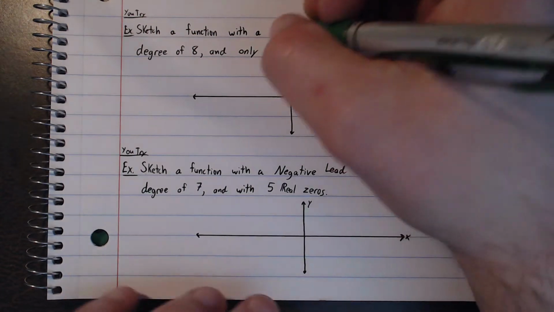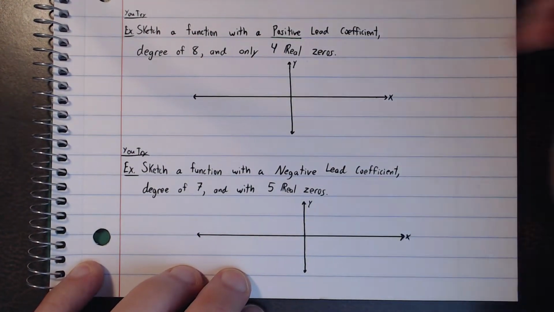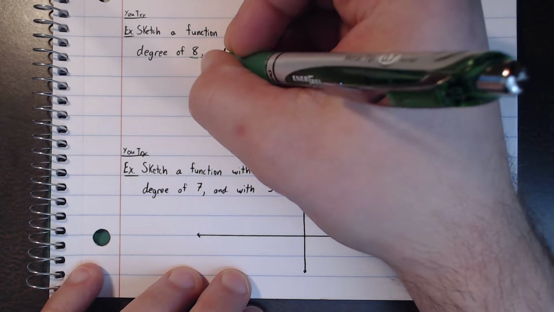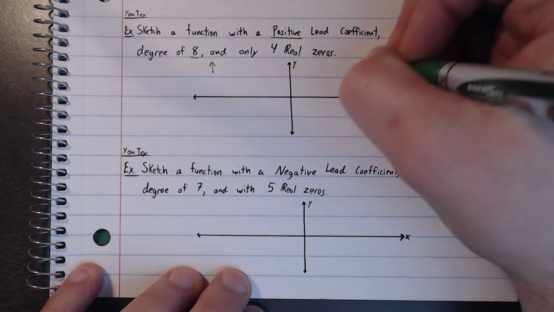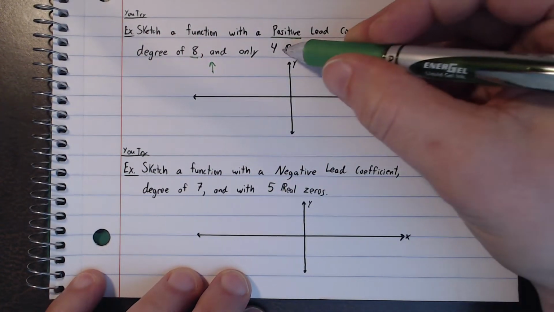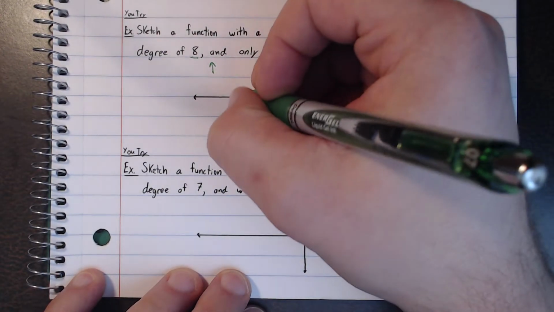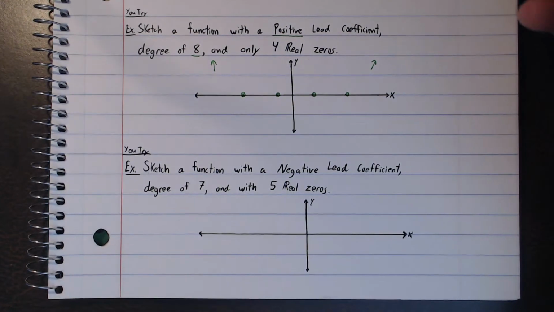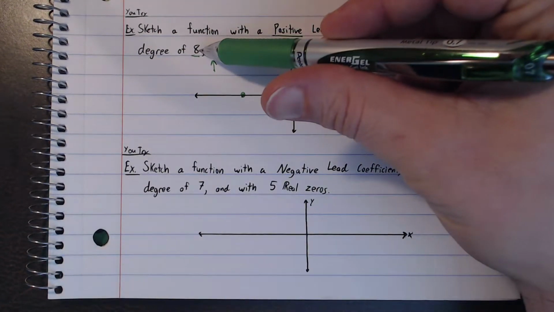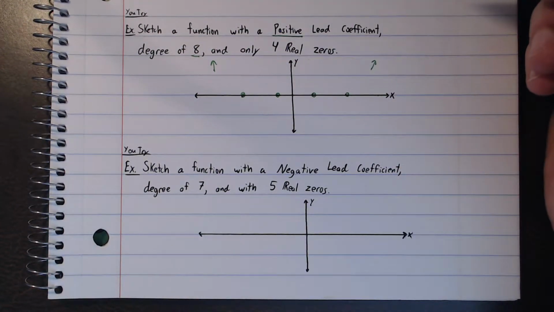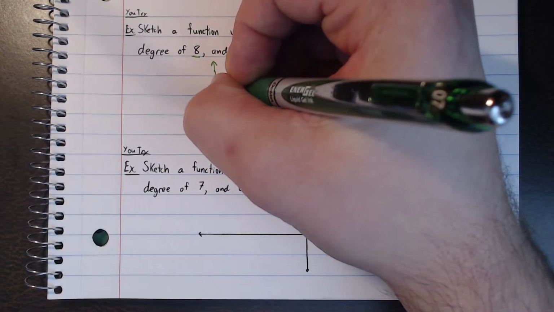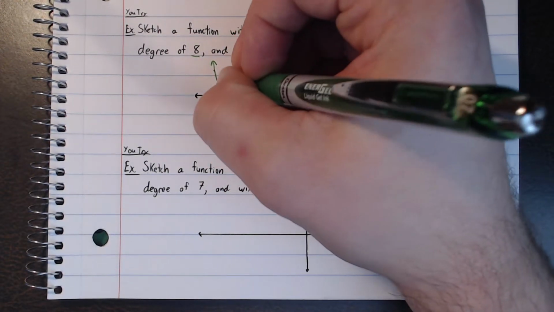So we have positive and a degree of 8. So that's positive and even. That means that we start positive and we end positive. We have 4 real zeros, so I'm just going to throw in 4 points where it's going to cross right away. If we have a degree of 8, that means we have 7 turning points. I'm going to take care of some turning points right away. Let's take care of 2 of them. Here's 1, 2.